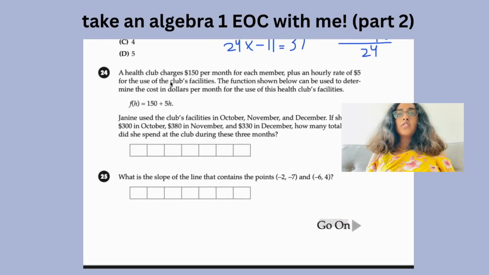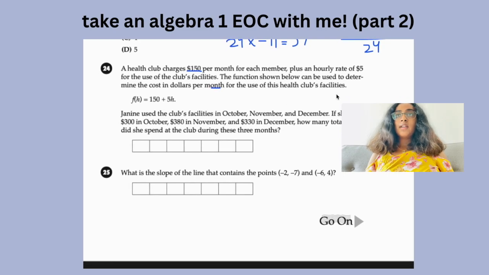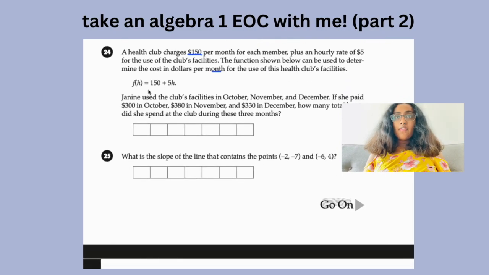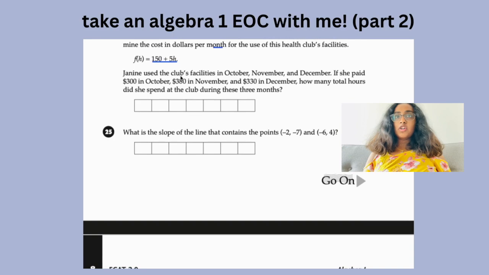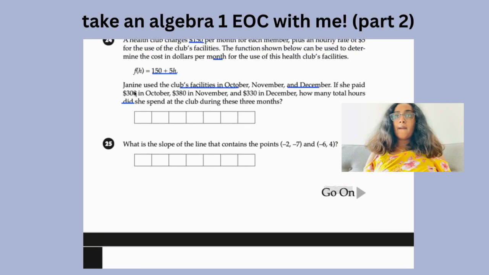A health club charges $150 a month for each member, plus an hourly rate of $5 for the use of the club's facilities. The function shown below can be used to determine the cost in dollars per month for the use of this health club's facilities. We have f of h equals 150 plus 5h. Janine used the club facilities in October, November, and December. If she paid $300 in October, $380 in November, and $330 in December, how many total hours did she spend?